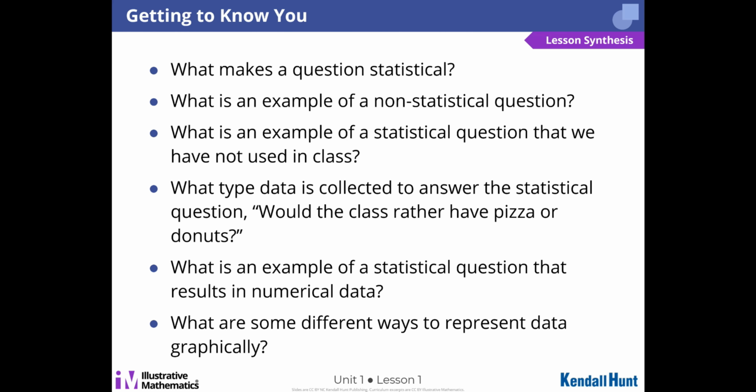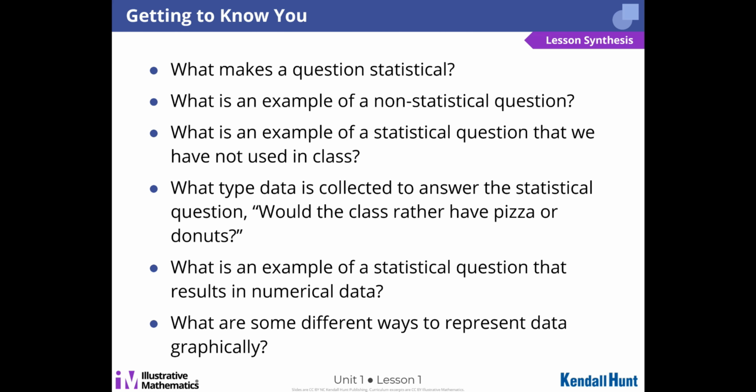What's an example of a non-statistical question? It's a question that only has a right or wrong answer. So for example, what is the solution to x plus 1 equals 2? When is George Washington's birthday? Those aren't statistical questions because they only have one right answer.